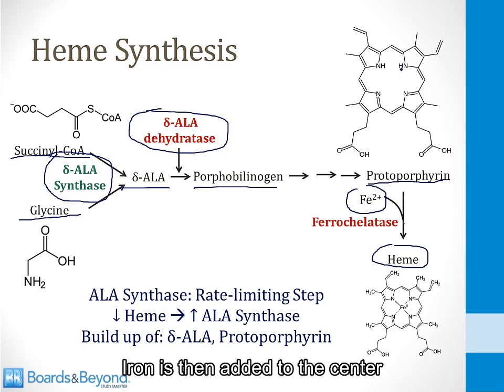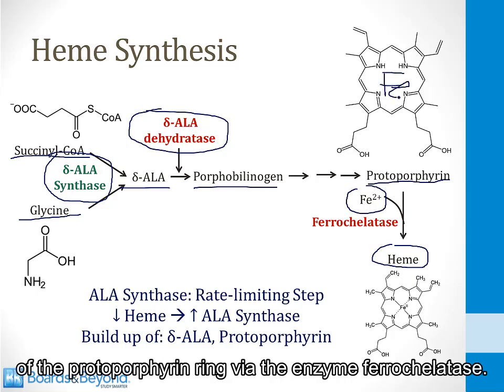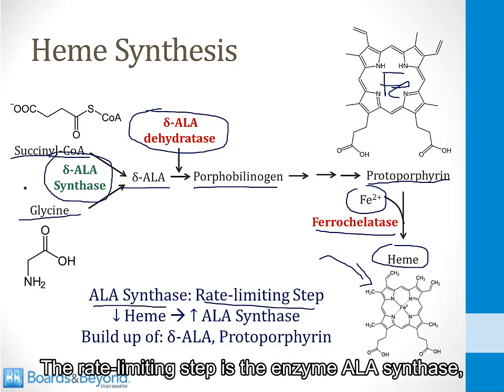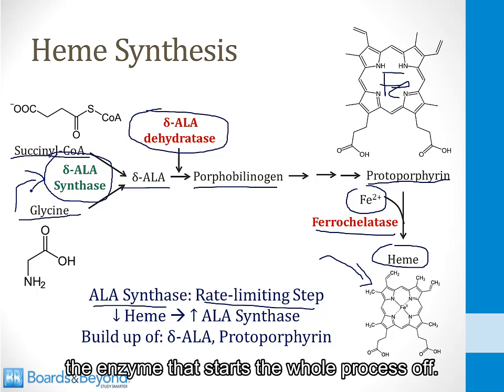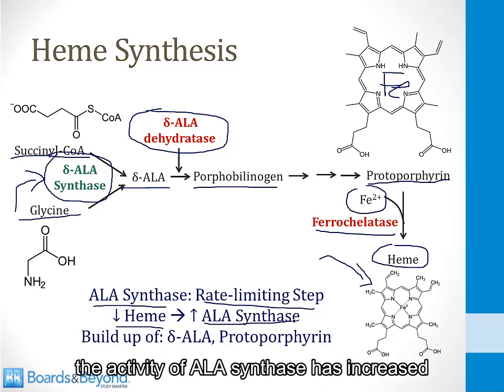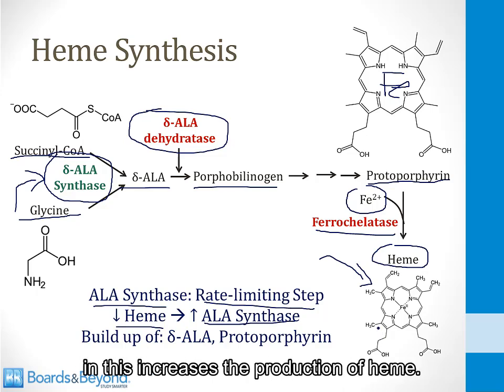Iron is then added to the center of the protoporphyrin ring via the enzyme ferrochelatase, and this leads to the final molecule of heme. The rate-limiting step is the enzyme ALA synthase, the enzyme that starts the whole process off. When there are low levels of heme, the activity of ALA synthase is increased, and this increases the production of heme.